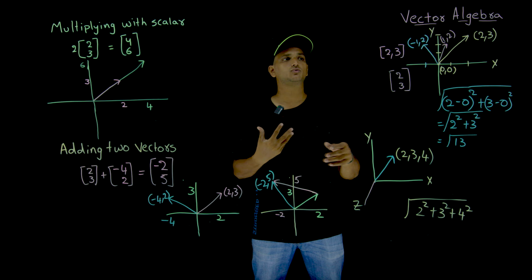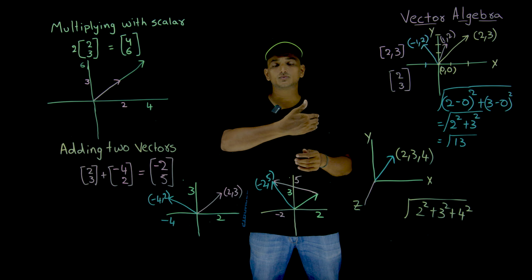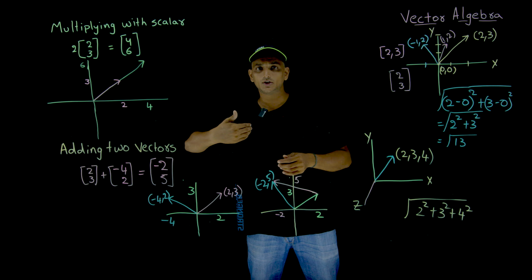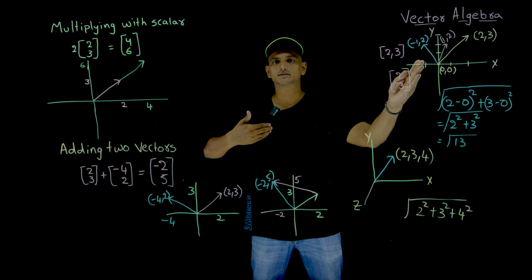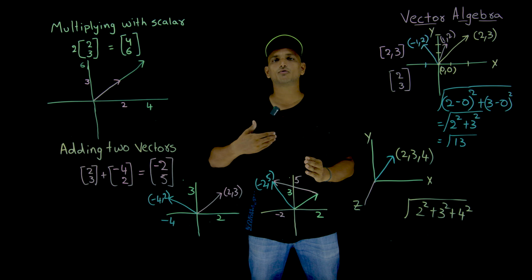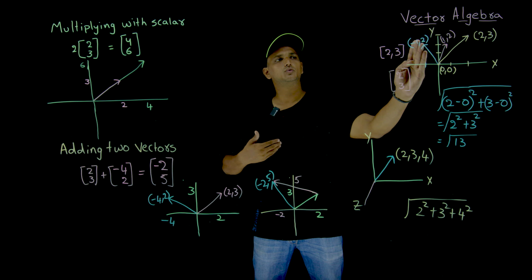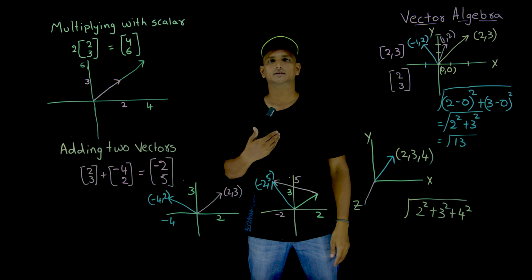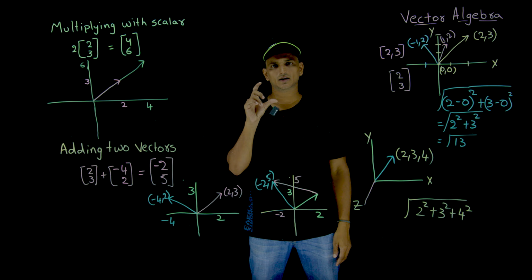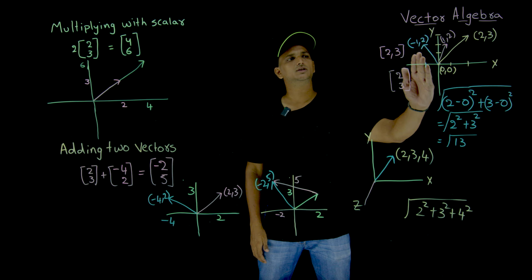Similarly, the next vector is (-1, 2). It is moving 1 unit towards the negative side of the x-axis and 2 units towards the positive side of the y-axis, which means above. So (-1, 2) is a vector that is represented like this. It has a length and it has a direction. It is moving in this direction.